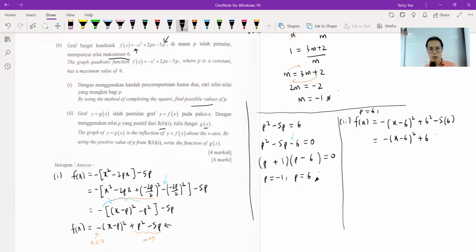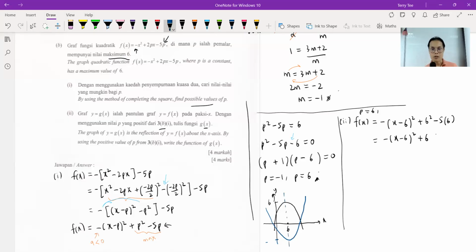Now, fx originally is a graph like this, the maximum graph, right? You don't have to sketch it, just so you know that your maximum is 6 when your x is also 6. The moment you reflect it on the x-axis, so okay, let me draw the x-axis over here. What happened is the graph is now flipped upside down. The axis of symmetry remains the same at 6, so it doesn't change.